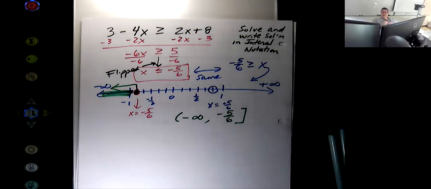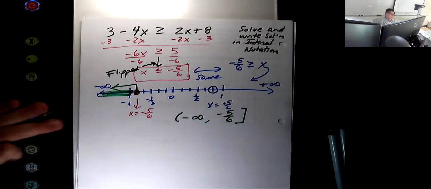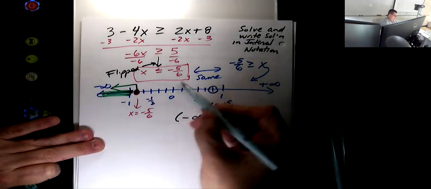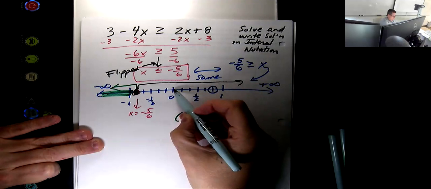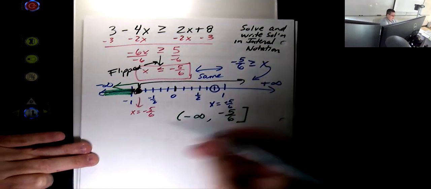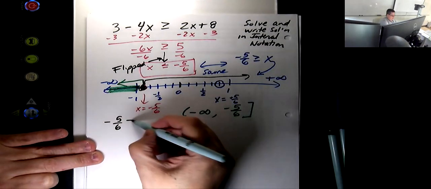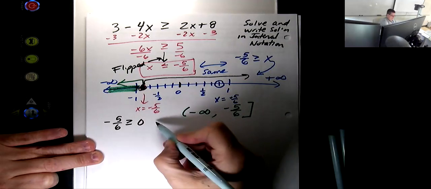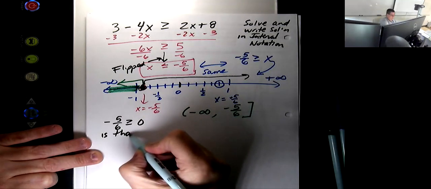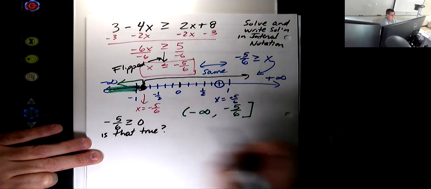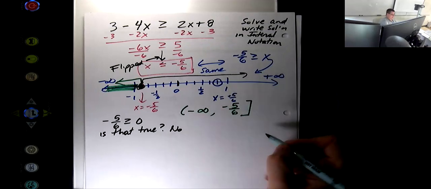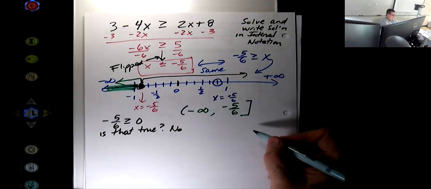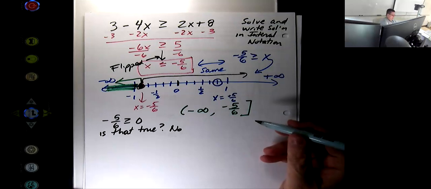And I can show you why. This is a good question it brings up. Why can't I do the arrowhead to the right? Well, if I did it to the right, first off, 0 is an answer. Is -5/6 greater than or equal to 0? Is that true? No. It's not. In fact, if you don't know which way to do the arrow.